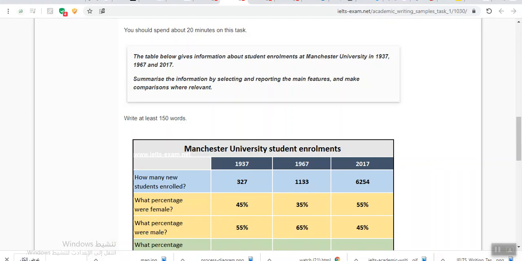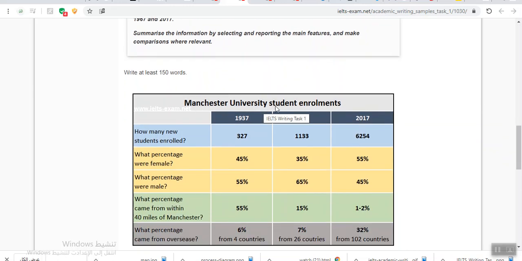Okay, now let's see an example here. Here we have the question. This is what the question will look like. The table below gives information about student enrollments at Manchester University in 1937, 1967, and 2017. Summarize the information by selecting and reporting the main features and make comparisons where relevant. Now let's see the table. We have Manchester University student enrollments. Here are the dates, here are the questions and the numbers.